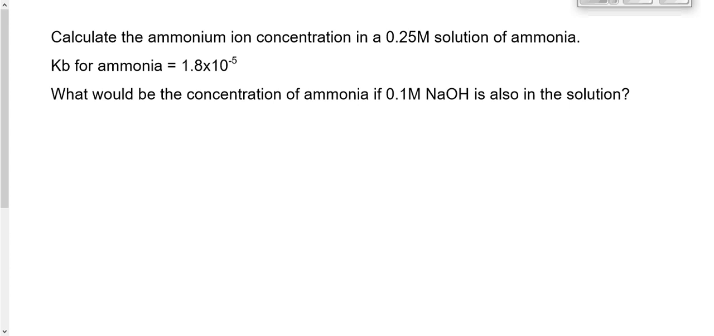Consider this basic system. Suppose we have a system of ammonia. Ammonia is NH3, and it's a 0.25 molar solution. I've given you the Kb for ammonia, Kb because it's a base, and I want you to calculate the ammonium ion concentration. We can also calculate the pH here, and also figure out how that would change if we add sodium hydroxide to the solution.